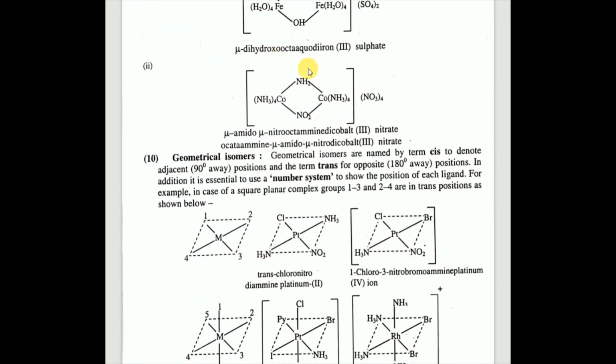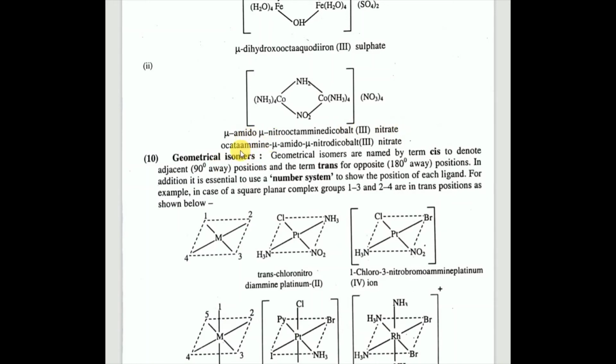Here in the second complex, there are two bridging ligands, and both ligands are different. One is NH2 and the second is NO2. So when we write the IUPAC name of this complex, mu-amido is a bridging ligand between cobalts, then mu-nitro, this nitro forms a bridge between these two cobalts. So the IUPAC name of this complex is mu-amido, mu-nitro. Then octaammine means there are 8 ammonia. Octaammine, dicobalt, oxidation state 3, and nitrate is outside the square brackets. So the IUPAC name of this bridged complex is mu-amido-mu-nitro-octaamminedicobalt(III) nitrate.